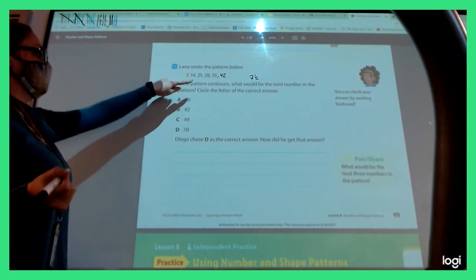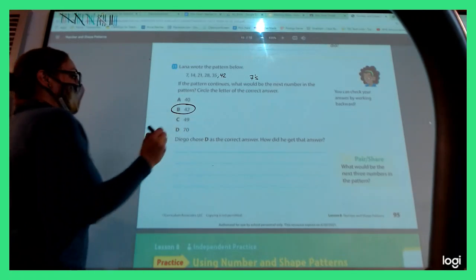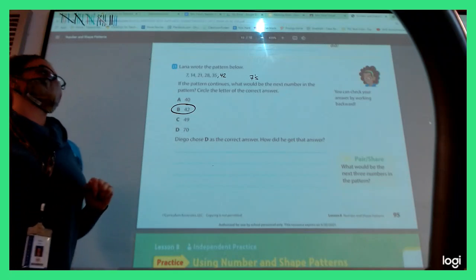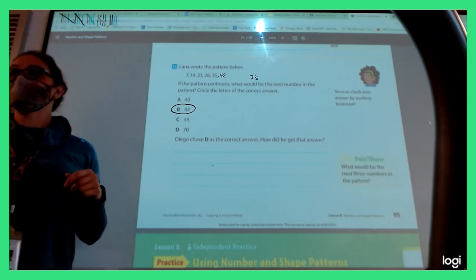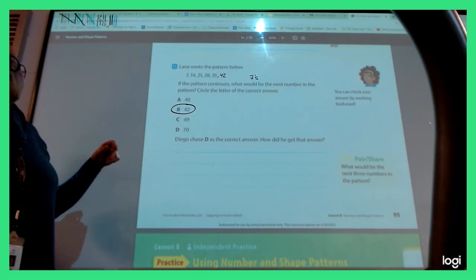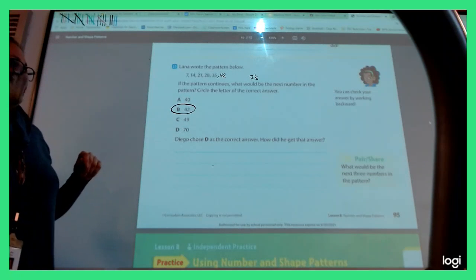All right, so 42 is an answer option. Remember, the way that helps me with multiple choice, I always think about my answer before I even look at my choices and then see if one matches. All right, now Diego chose D as the correct answer. How did he get that?